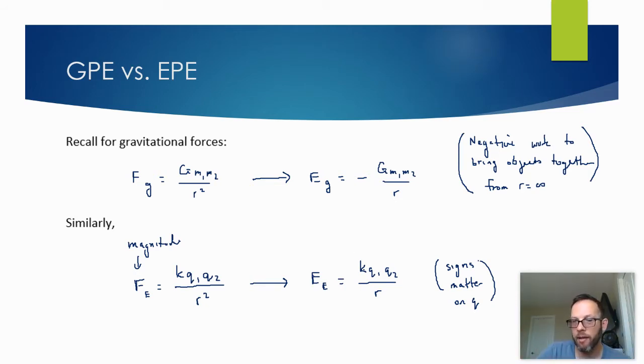However, let's say Q1 and Q2 are positive, the same sign. Then they want to repel, and you actually have to do work to bring them together from far away. So you want a positive value for EE. And if both charges are negative, you also get a positive electric potential energy, because two negative charges, same thing, they want to repel. And so you'd have to do work to bring them together. This is a very natural extension for electric potential energy, so we're not going to rederive it. Note the signs matter because sometimes it takes work to bring charges together if they're the same charge. Other times it doesn't because they're attracting each other.